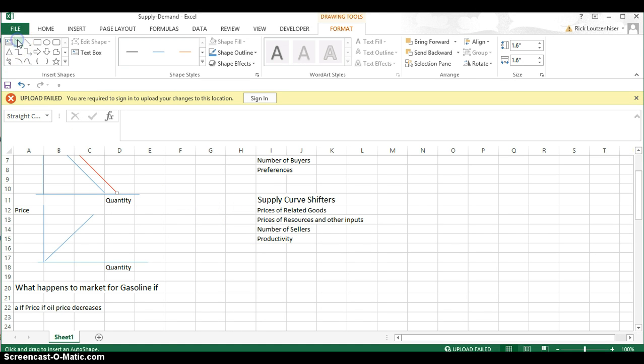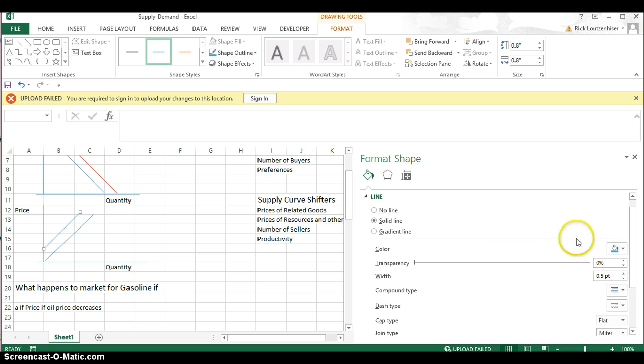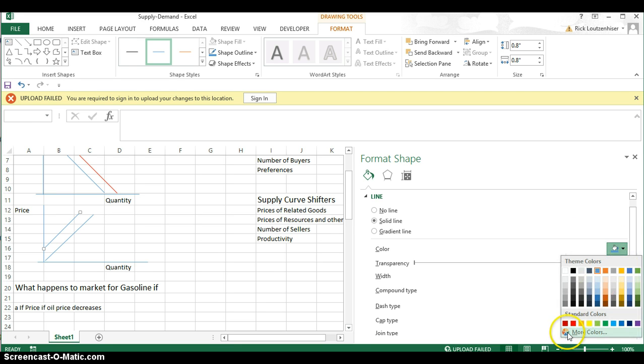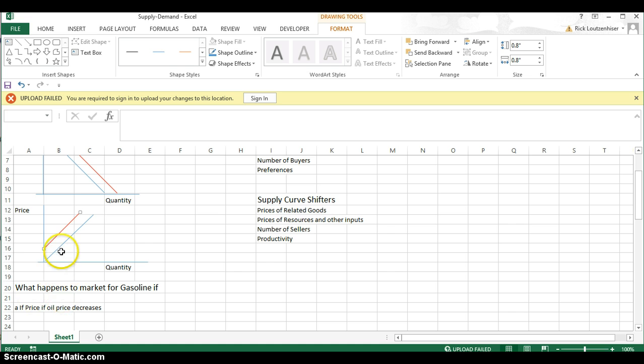So I pick a new line here, and I hold the shift key down to get a good straight line, and I pull it across there like that. That would be my new supply. I move towards the origin. Again, I'm going that way. That's a decrease in supply. Let me right click on that, format shapes, and let's make that one a red line too. Okay, so the original line, the blue line, is the original supply.